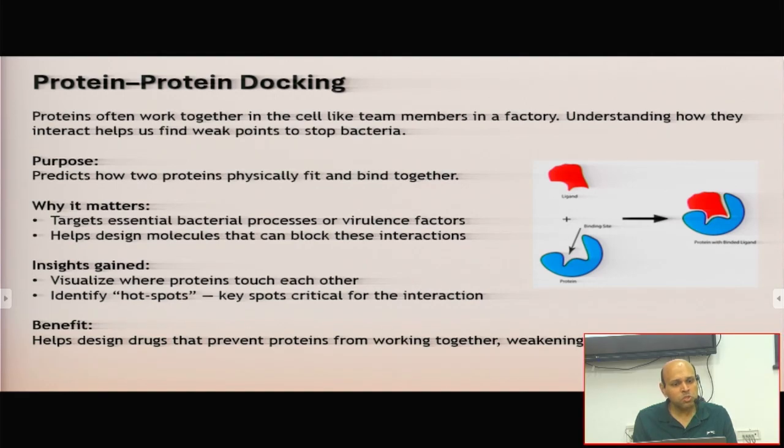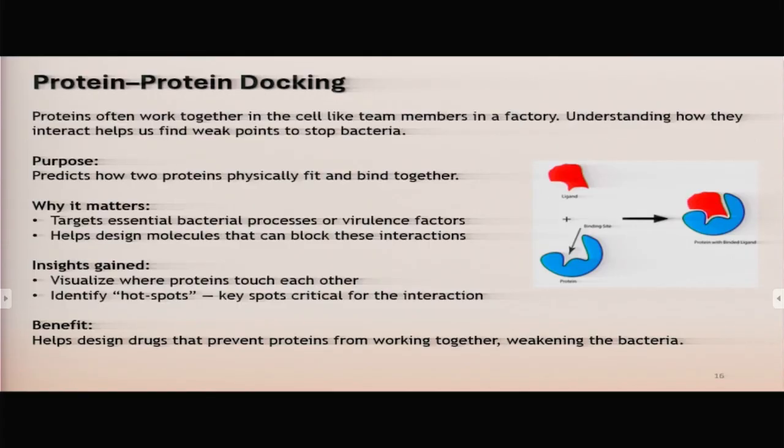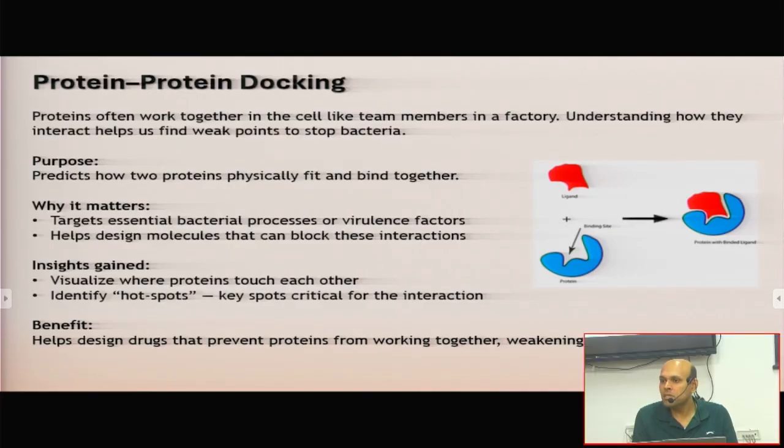So purpose is to predict how two proteins physically bind to each other and why it matters. It targets essential bacterial processes or virulence factors. Sometimes, as much as antibiotics are needed, sometimes you also need antivirulence compounds. Probably you have not heard about antivirulence compounds, but there is an emerging area in that field as well. I know there are lots of antivirulence associated compounds.